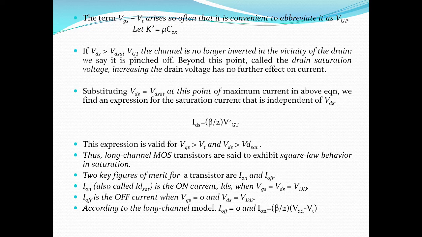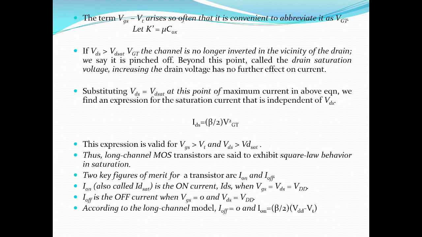Beyond this point, called the drain saturation voltage, increasing the drain voltage has no further effect on the current. When we substitute VDS equal to VD sat at this point of maximum current in the above equation, we find an expression for the saturation current. Now we derive an expression for saturation current which is independent of VDS, and the expression is given like this.